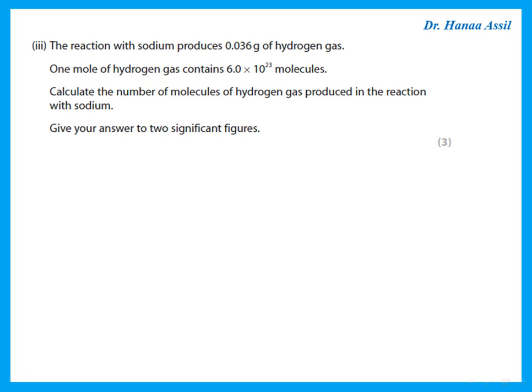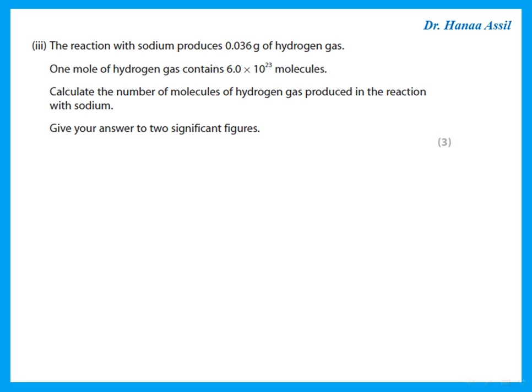The reaction with sodium produces 0.036 grams of hydrogen gas. 1 mole of hydrogen gas contains 6 times 10 to the 23 molecules. Remember this number we called Avogadro's number. 1 mole of any gas contains the Avogadro's number, which is 6 times 10 to the power 23 molecules. Calculate the number of molecules of hydrogen gas produced in the reaction with sodium.